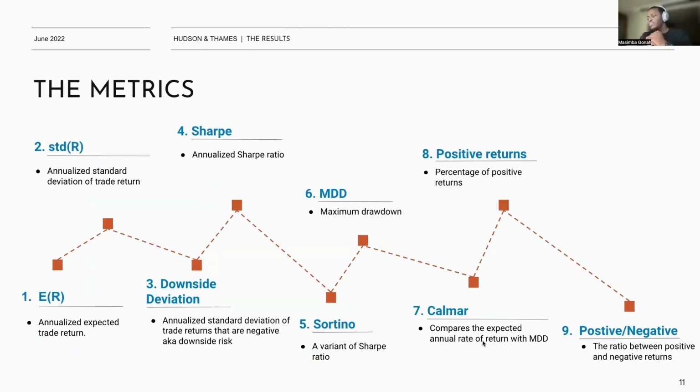And then just looking at the metrics, nothing too surprising here, except for perhaps Sortino. Sortino is just a variant of Sharpe ratio, but it actually just focuses mainly on the negative returns by adopting your downside volatility instead of just your normal volatility.